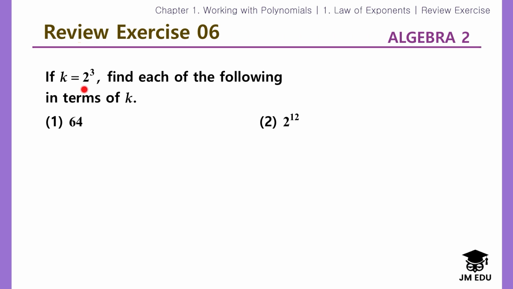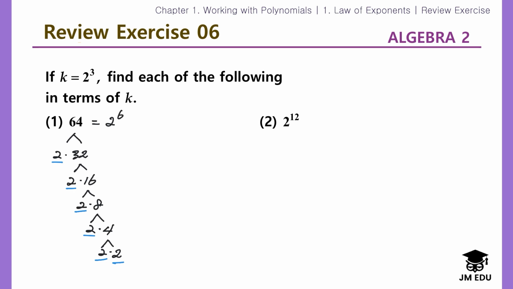If k is equal to 2 to the power of 3, find each of the following in terms of k. So for number 1, we have 64. First thing we have to do is convert this number to base 2, right? So 64 is 2 times 32. 32 is 2 times 16. 2 times 8. 2 times 4. 2 times 2. So how many 2's? 1, 2, 3, 4, 5, 6. So 64 is 2 to the 6.